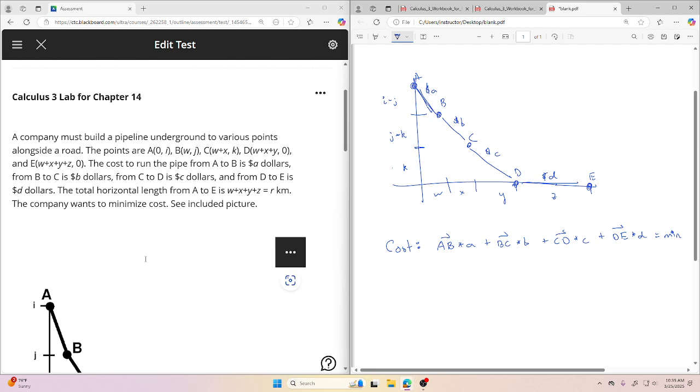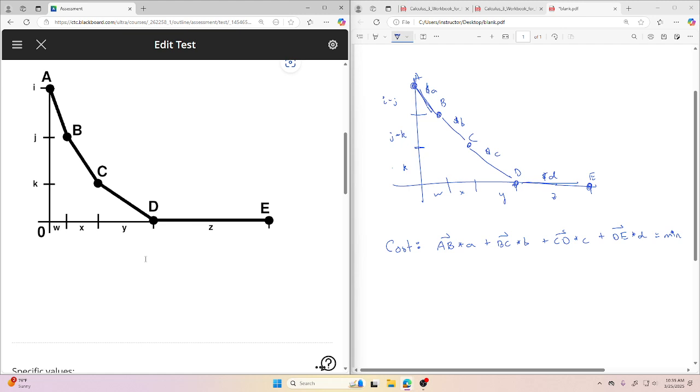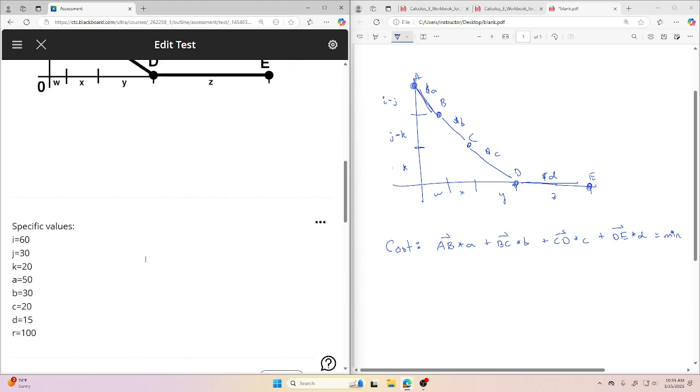What is R? Oh, right here. Do you see this? Total, oh, I can't highlight it. Okay, well, here it is: W plus X plus Y plus Z equals R. The total length there is 100. So that's going to be our constraint in a second. That's an easy one. We'll figure that out later. Let's expand all this stuff.